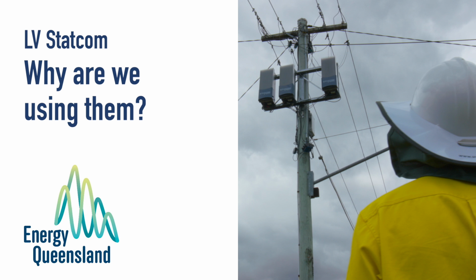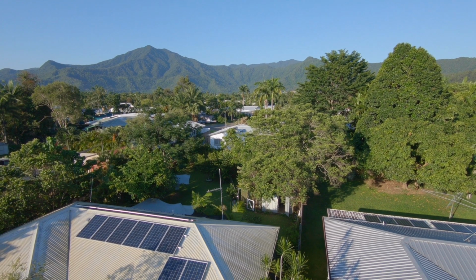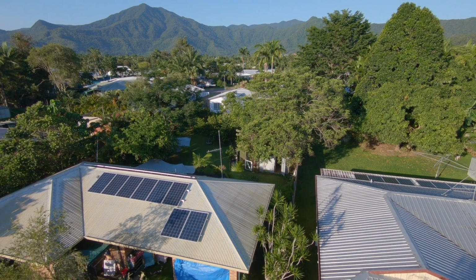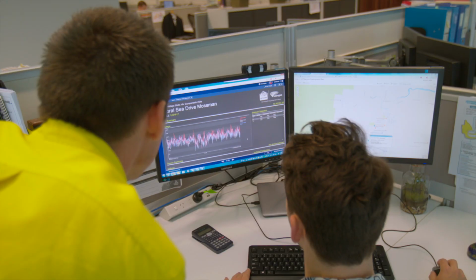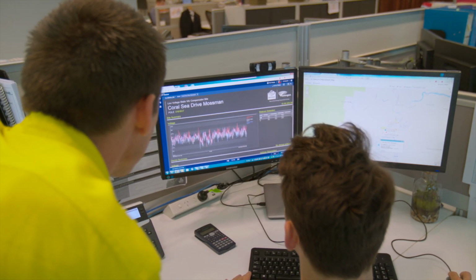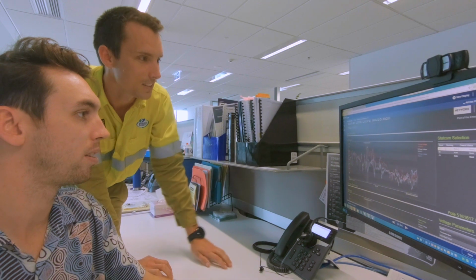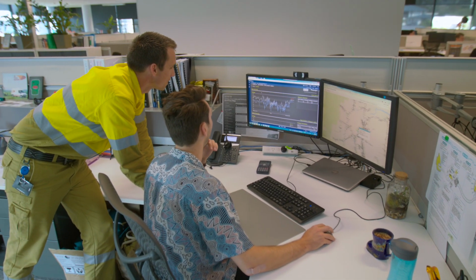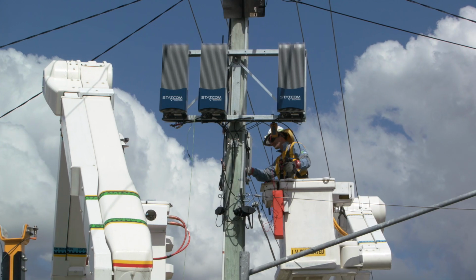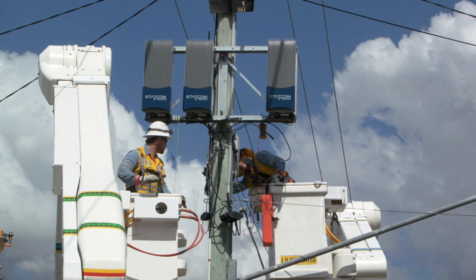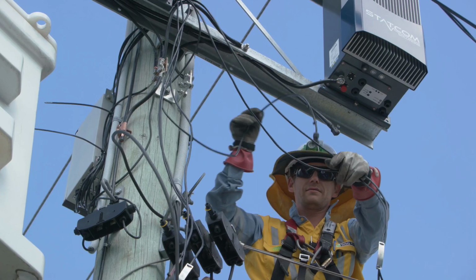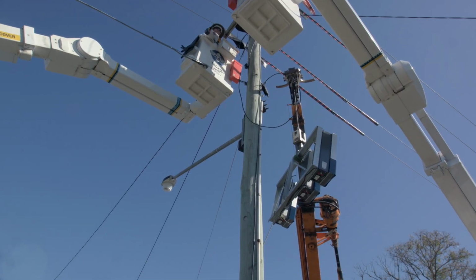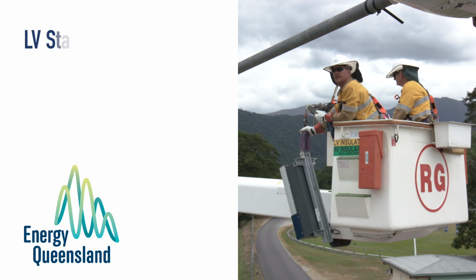Why are we using them? With the transition to two-way power flows from rooftop solar PV installations, regulating voltage on our low voltage network is a growing challenge. We are using LV Statcoms to help balance phase voltages and improve power quality at the edges of our network. They're a cost-effective and quick solution when compared with the traditional augmentation options, and if they are no longer required, they can be redeployed elsewhere.